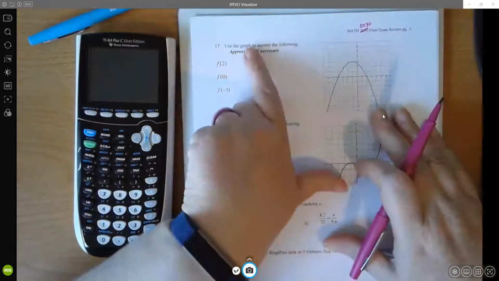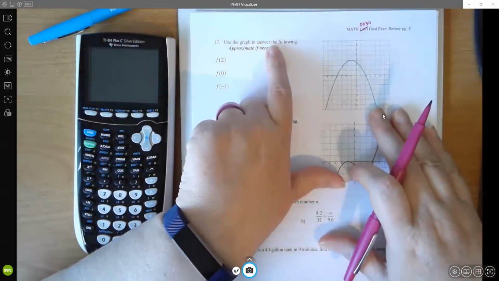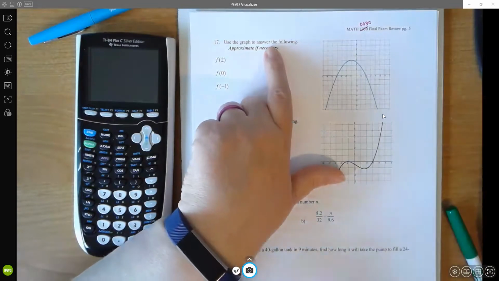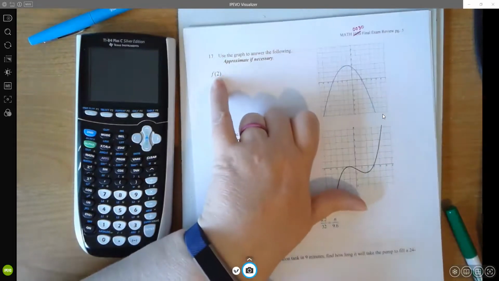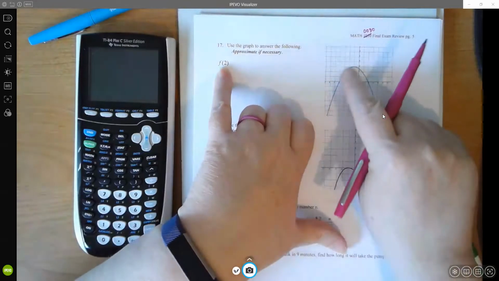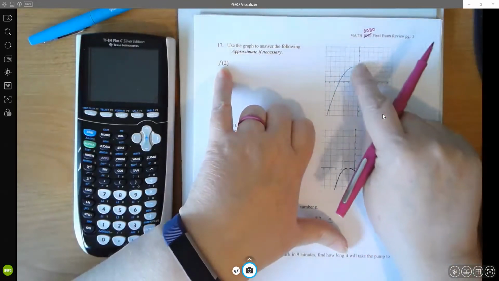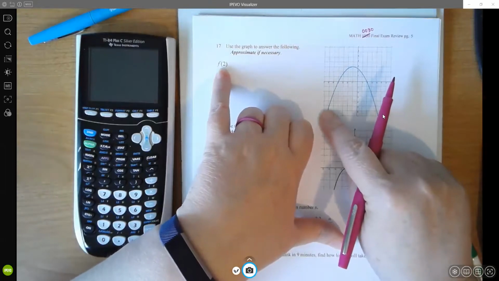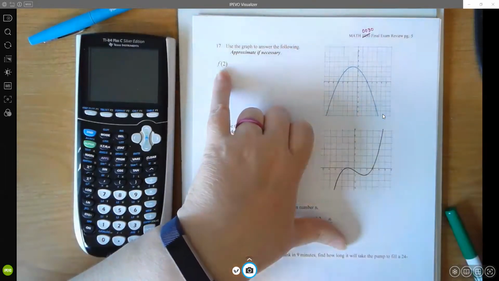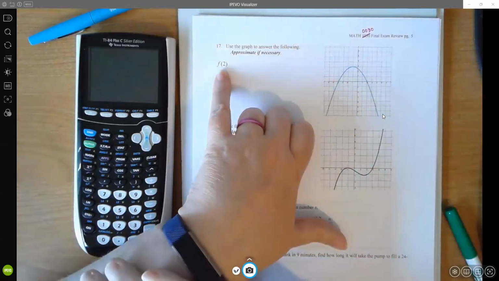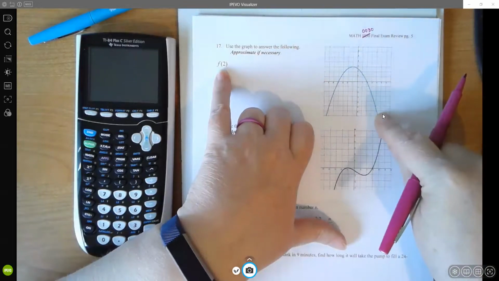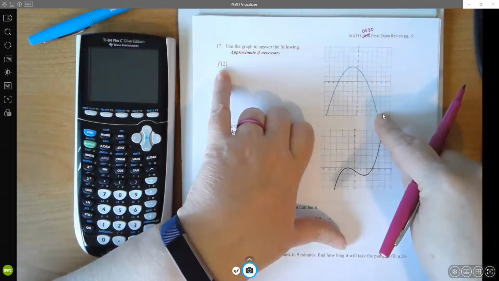So in number 17, it says use the graph to estimate or to answer the following and to approximate where necessary. The graph itself is the blue in mine where it's in color. Yours may not be blue, it may be black where yours is not in color. So this is f of 2, and that graph, this parabola that's upside down, is the graph f.